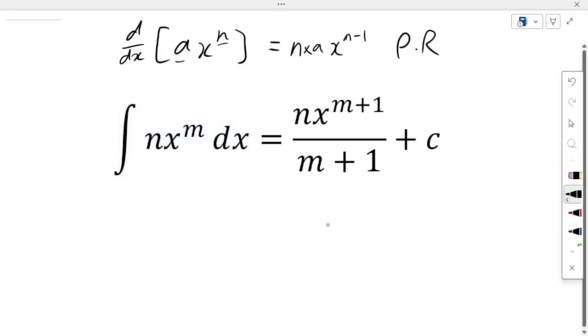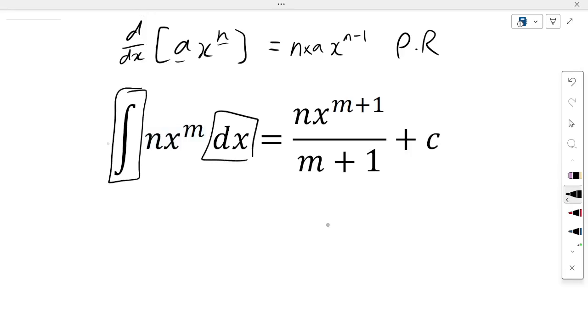Now let's compare it to the power rule, right? We can clearly see that when we're taking the derivative, this is actually just our notation for derivative, and this is our notation for integrals, because obviously we can see over here, that's our notation for integrals. Now, what happened to our notation? So what do we note over here? Well, we have n x raised to the power of m plus 1.